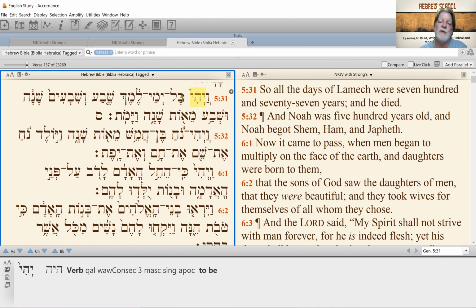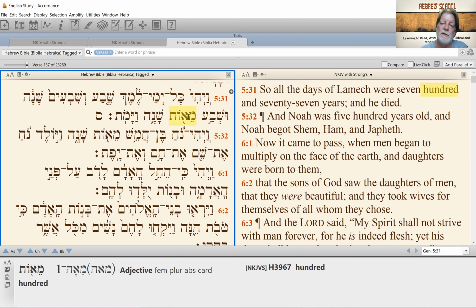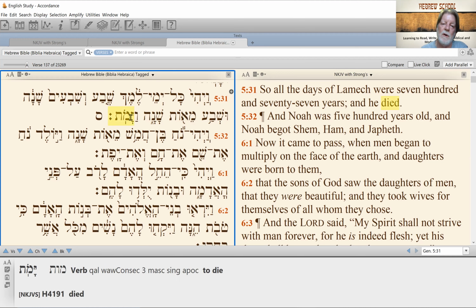Vayehi, and it was, kol yamei Lamech, all the days of Lamech, sheva ve'shivaim shana, 77 years. Here's the 70, here's the singular, 7. Sheva me'ot. So we got 777 years. Shana vayamot, and he died.